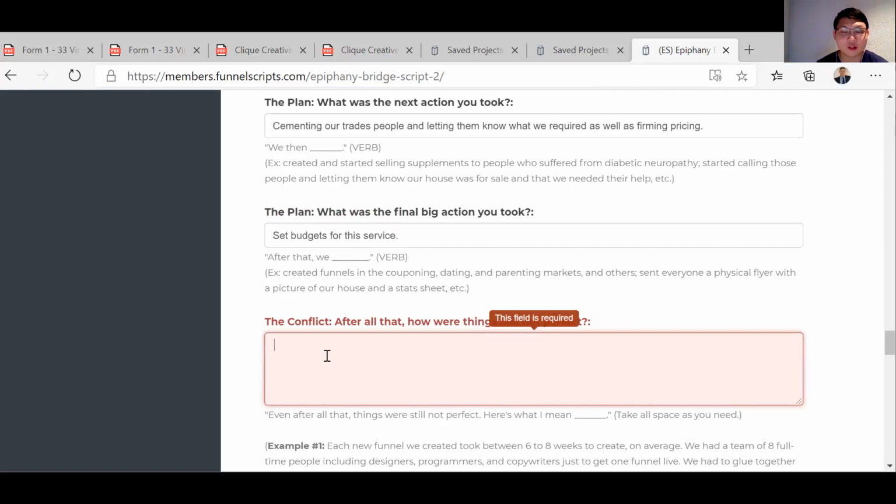Because it is a new service as well. I'm sure project management is different from your core service, which is your real estate agency service. So maybe the conflict you got is, should I feel I'm a project manager or I'm a real estate agent?